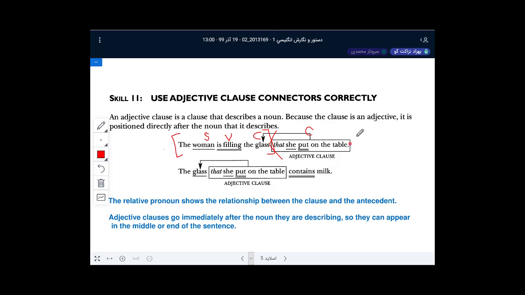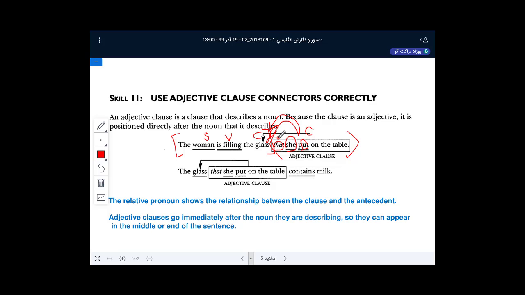So this second complement functions as an adjective, but this adjective post modifies the noun. You know, the adjectives precede the noun when they are single words, and we call them attributive adjectives. But sometimes the adjective, when it is in the form of a phrase or in the form of a clause, is a post modifier. It comes immediately after the noun. And here we see the clause. Why clause? Because it has the connector and it has the subject and the verb, and it tells something about the glass.